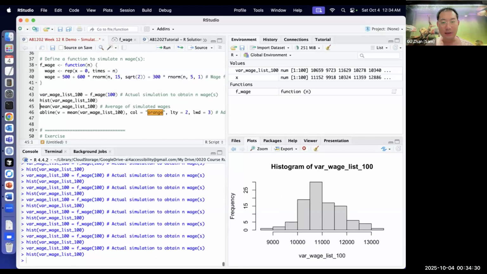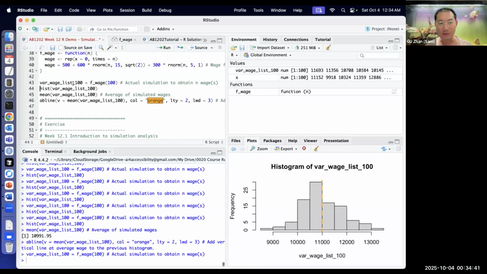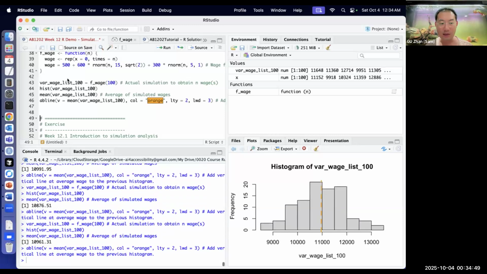Okay, run it, get the histogram, then the mean value is the average value. Then we add a line to it, so this is the average. Each time we draw different samples, the mean value will actually change, from this number to this number. So each time we do a simulation, we may get different samples and different sample statistics.